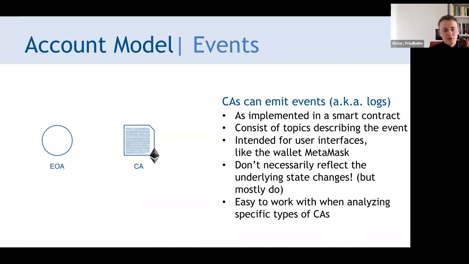In addition, smart contracts can also emit events. Depending on how the developer of a smart contract implements it, they can say, okay, if this function is executed, then please also emit an event. This can look something like this: some transaction is being sent to this code account, and then it emits three events, two times a transfer, and then some sync event, for example.